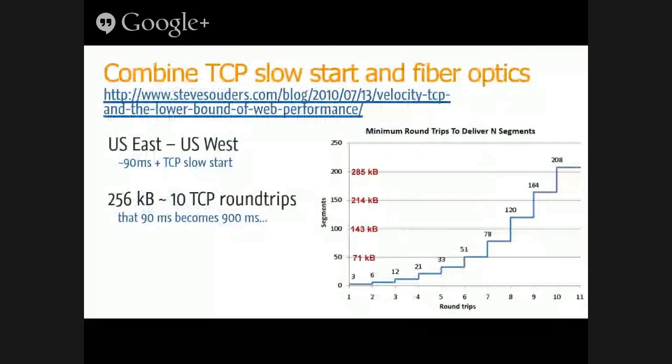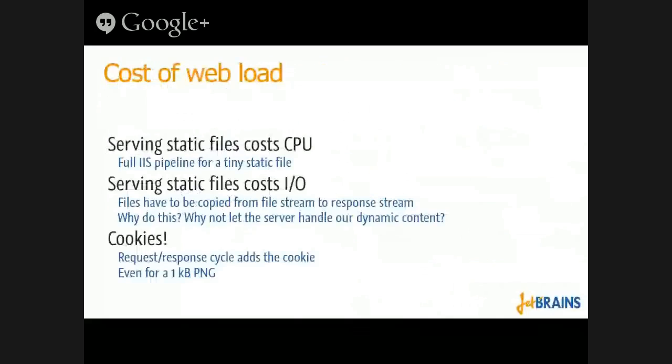So browsers are broken, TCP/IP is broken, and then there's the web. Serving static files from your web server costs CPU, costs I/O. Not too much, but still. And depending on the configuration of your web server, it may actually become a lot of CPU and a lot of I/O being done there.